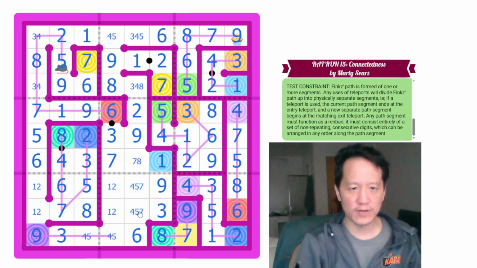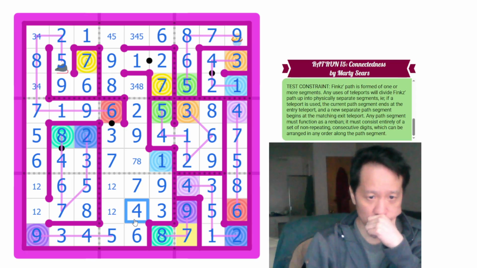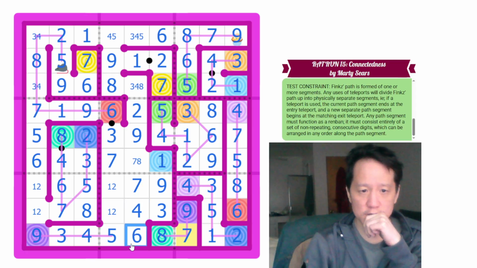Well, this can't be 5 or 7, so therefore this must be a 4, which makes that a 5, which makes this a 4. This has to be a 7. It cannot touch the 4. It has to get the 6. So she has to go here. She can't cross, so she has to go here. She cannot go to the other one.